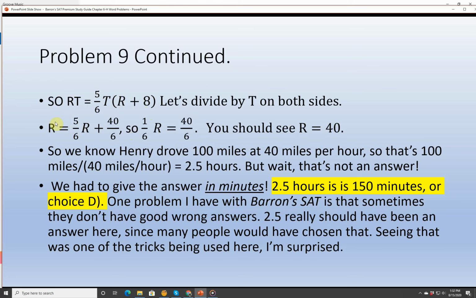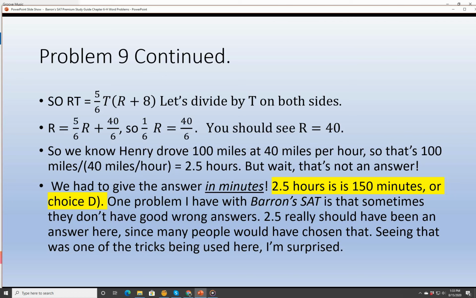So 1/6 r, when we subtract 5/6 r, is equal to 40 over 6. You should easily see that r must be equal to 40, since you can multiply by 6 on both sides. So we know Henry drove 100 miles at 40 miles per hour, so that's 100 over 40 hours, which is 2.5 hours. But wait, that's not an answer. It's not listed. We had to give the answer in minutes. So 2.5 hours is 150 minutes, or choice D.